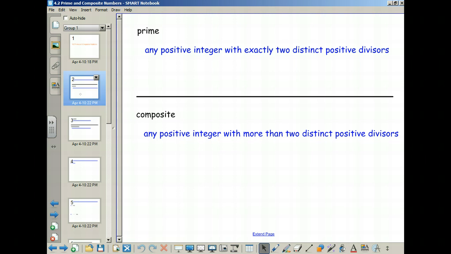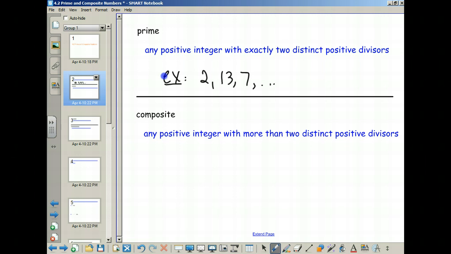What's another prime number? 13. Two factors, 1 and 13. Are there any prime numbers that are even? Two. Emily's right. There's one prime number that's even. It's the number 2 because it has the same property. 2 times 1 is 2, so 2 and 1 are its only factors. So we've given several examples: 2, 13, 7. There's lots of them.